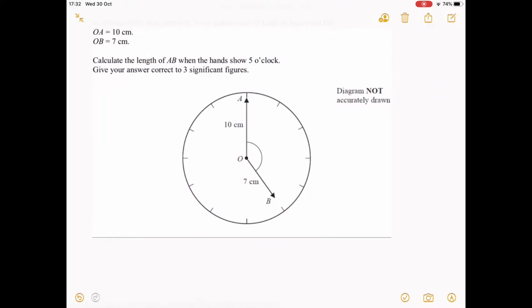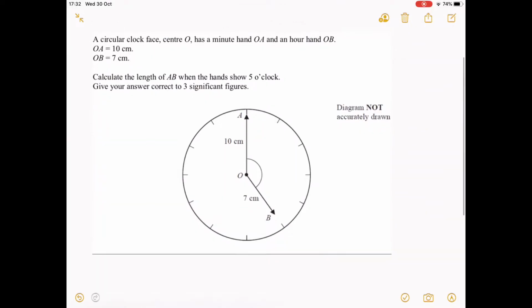begin. So, a circular clock face, centre O, has a minute hand OA and an hour hand OB. OA equals 10 and OB equals 7. Calculate the length of AB when the hands show 5 o'clock. Give your answer correct to 3 significant figures.